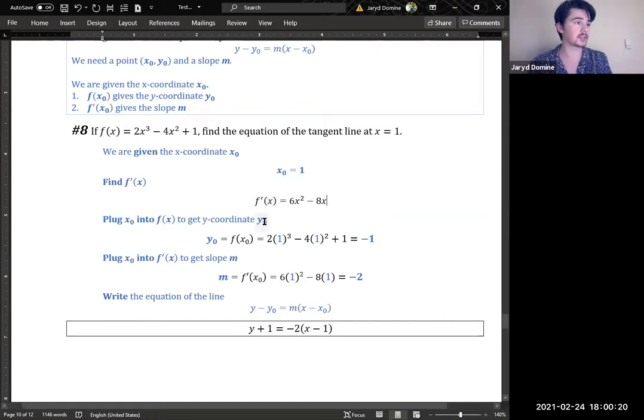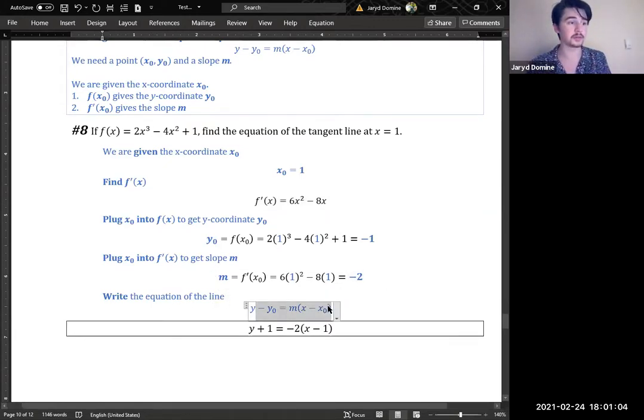So let's start by finding the y coordinate. To find the y coordinate, y naught, we just plug x naught into f. So we have 2 times 1 cubed minus 4 times 1 squared plus 1, and that's minus 1. Okay, so y naught is minus 1. Second step, plug x naught into the derivative this time. So the slope m at that point is f prime at x naught. That's 6 times 1 squared minus 8 times 1, and that gives you minus 2. So just plug x naught into both and you'll get y naught and m.